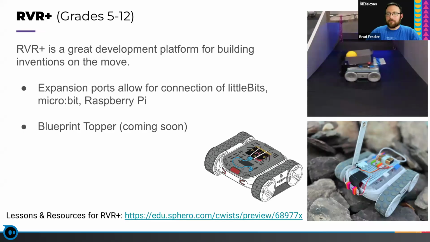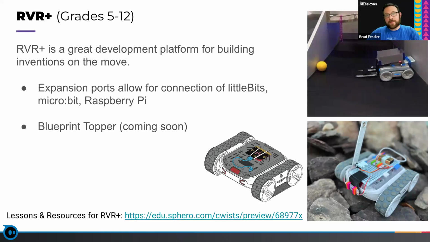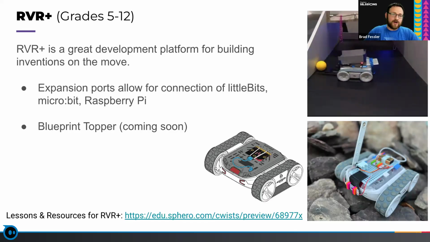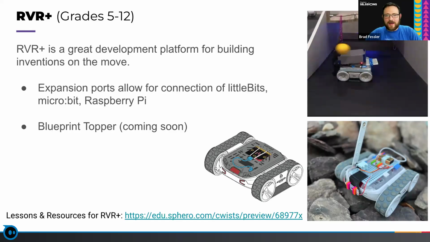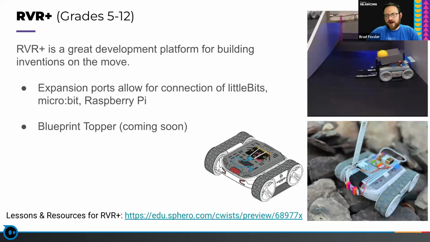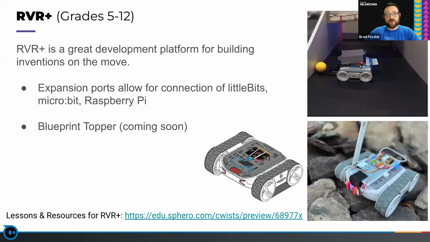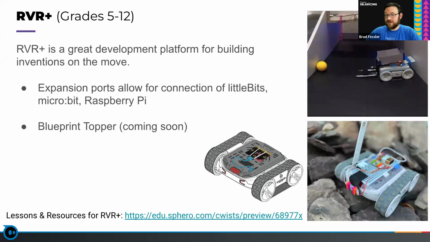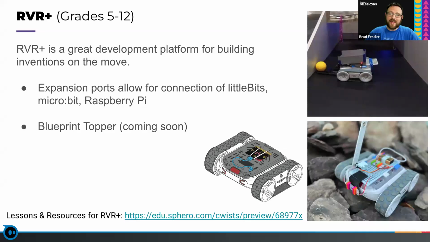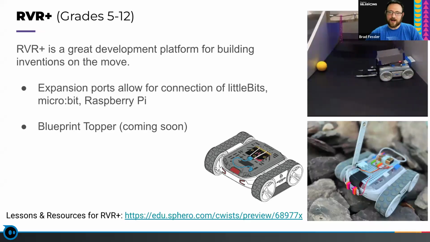Also, you can plug in micro:bit and Raspberry Pi. So if you plug in a micro:bit, now you're programming using MakeCode, and there's an extension. You just click on extensions inside of MakeCode, type in RVR and load that extension in there. Now you can program and control Rover right inside of MakeCode, which allows you to open up additional programming languages if you're familiar with MakeCode, as well as Raspberry Pi.